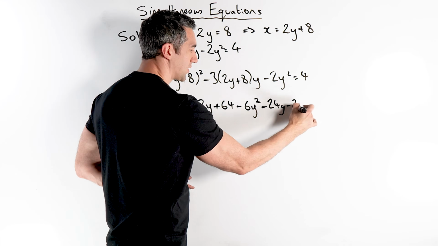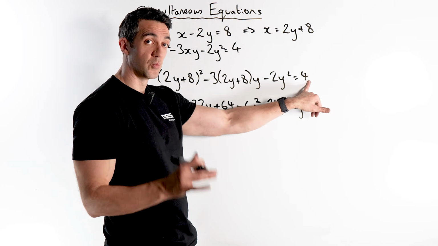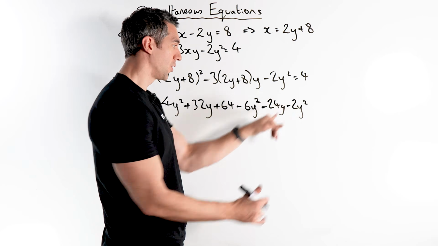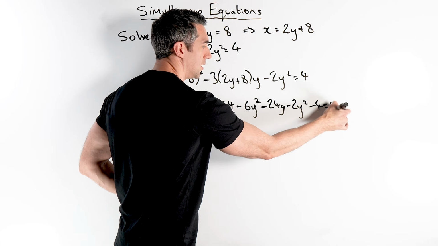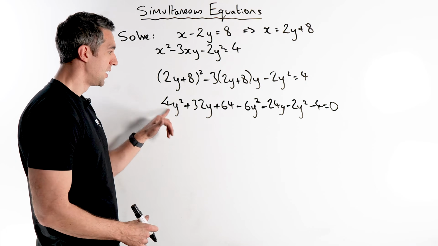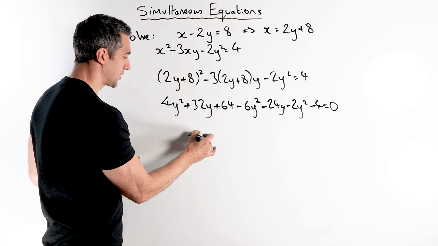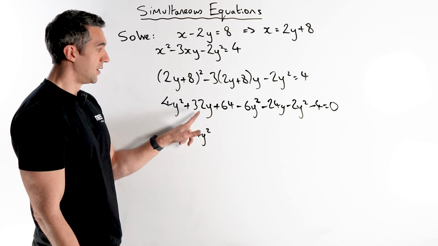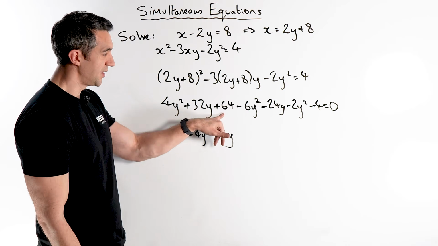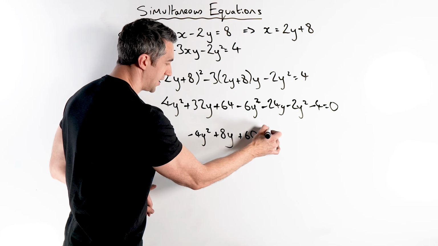I've then got this minus 2y squared, and while I'm here, this 4 that's over on this side, we know we're aiming for a quadratic, so we want a 0, so we're going to move this 4 across and make it minus 4 equal to 0. So now we're just gathering our terms together. 4y squared minus 6y squared minus 2y squared gets me minus 4y squared. 32y minus 24y gets me 8y. And then 64 minus 4 gets me plus 60, equal to 0.